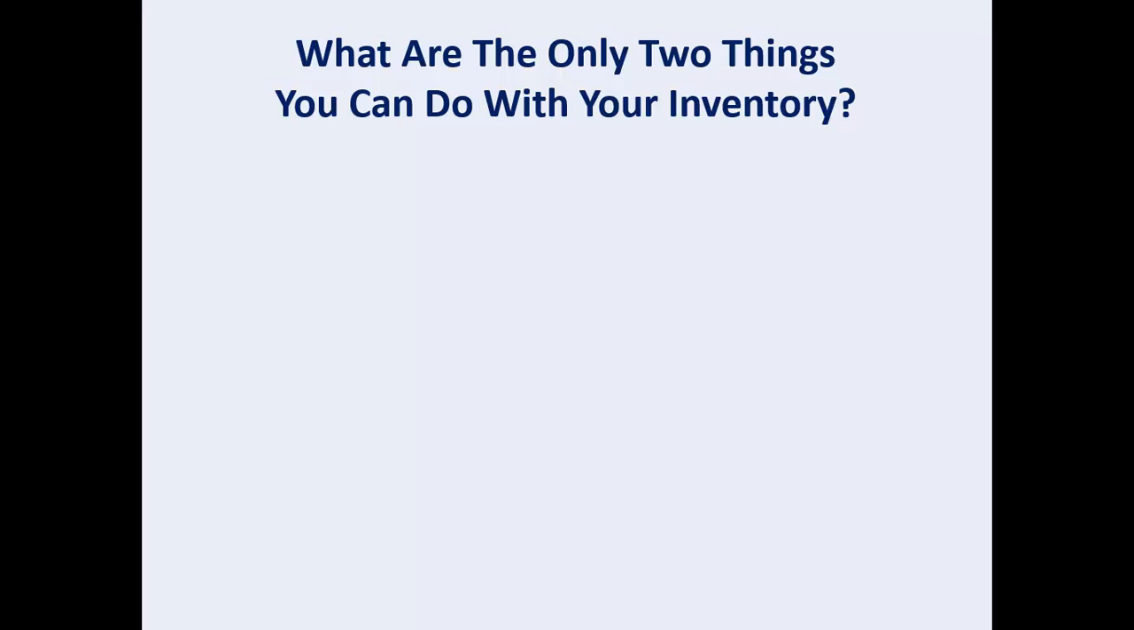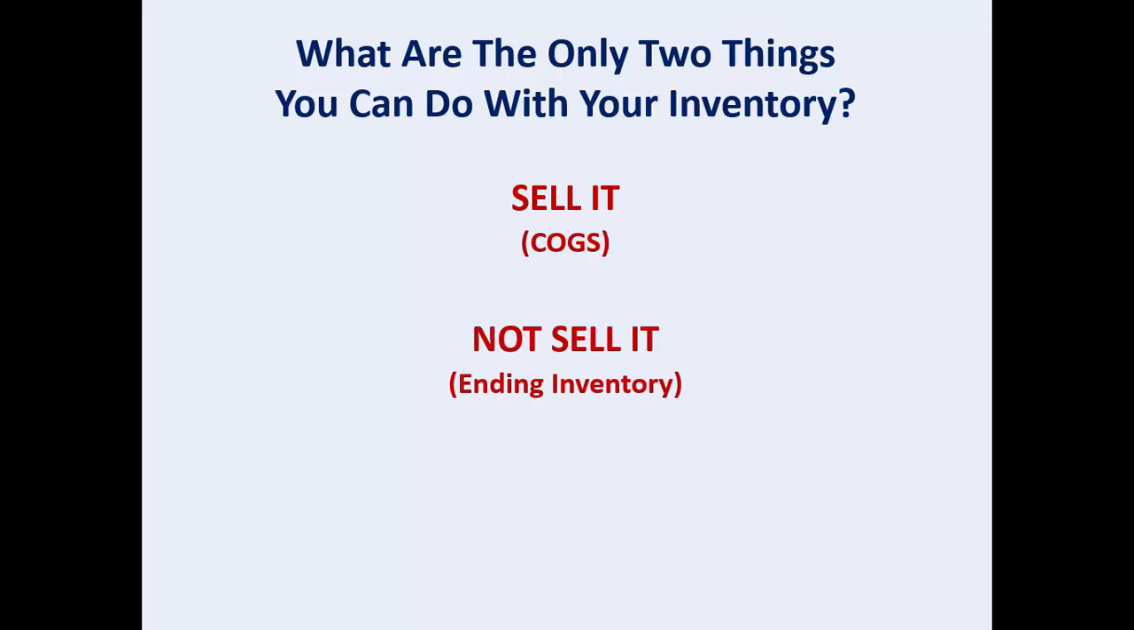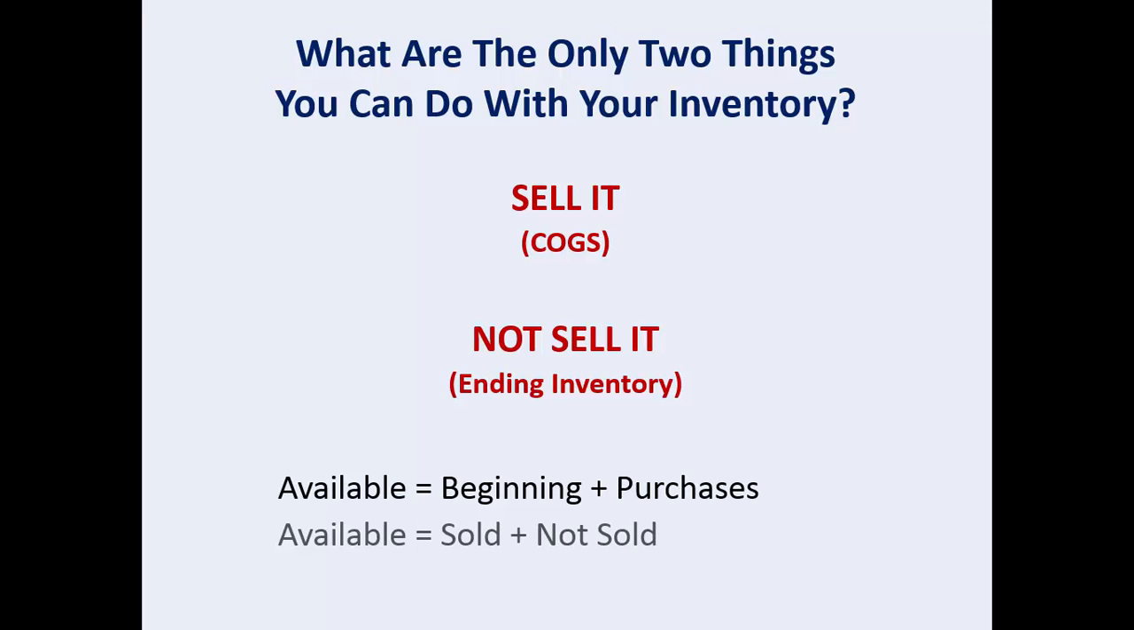Key to remember here, what are the only two things you can do with your inventory? Sell it, and that's your cost of goods sold number, or not sell it, and that's your ending inventory. These numbers will be the same.